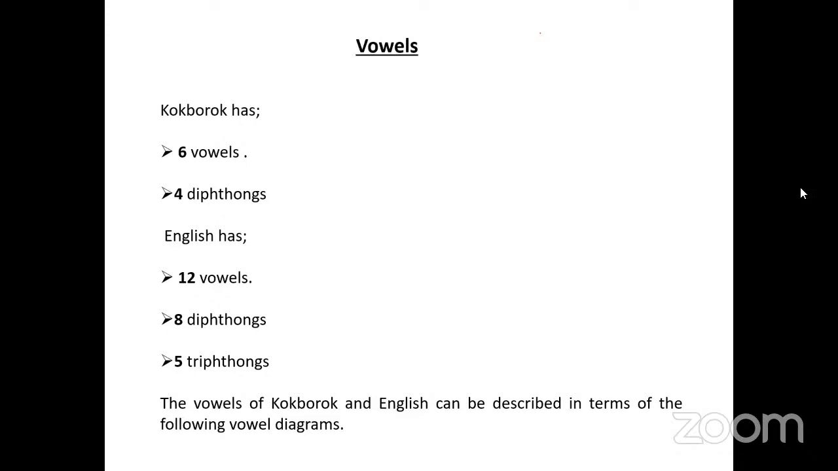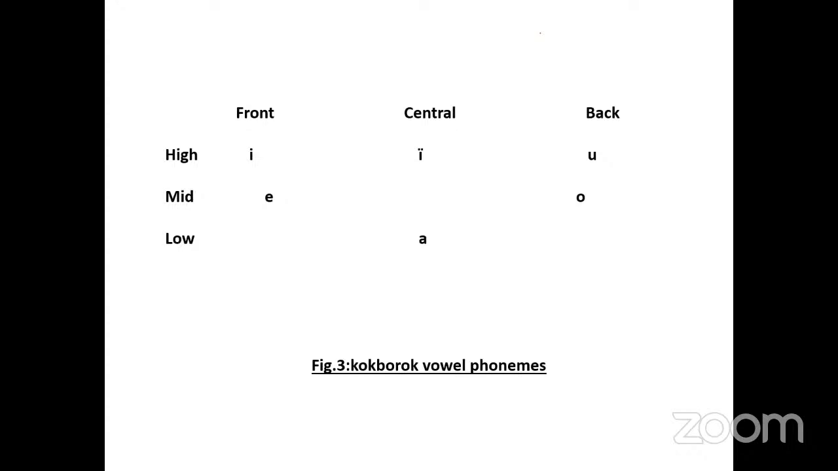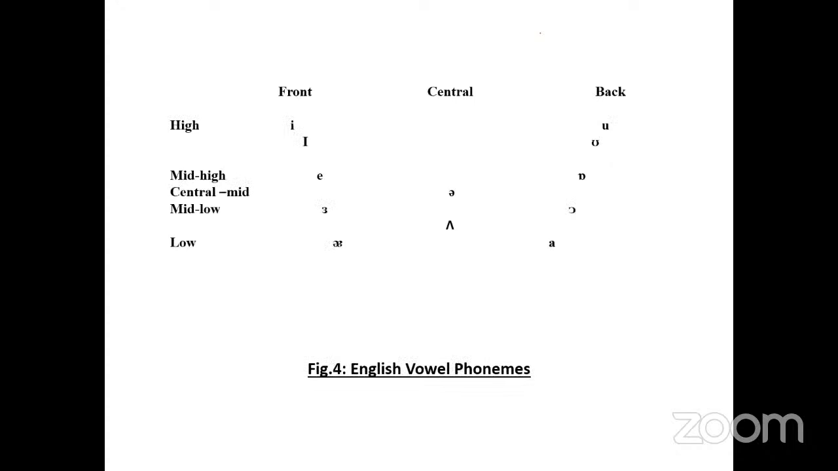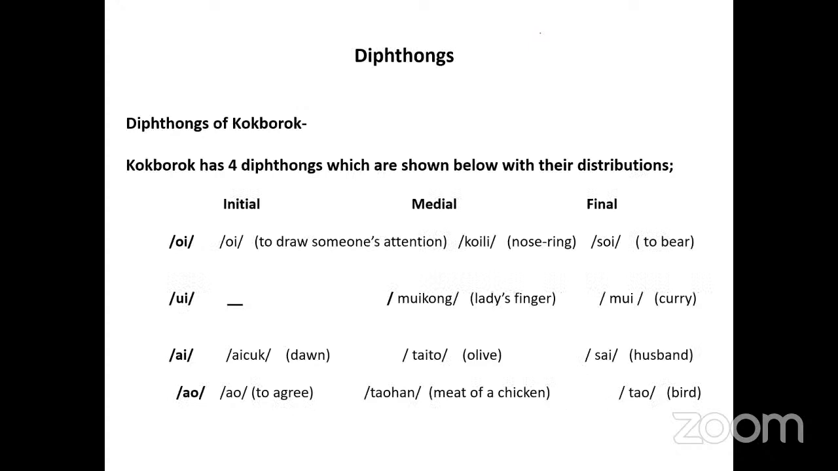Next slide. These are the Pauperok vowel phonemes. Pauperok has 2 front vowels, 2 back vowels, and 2 central vowels. Whereas English has 5 front vowels, 5 back vowels, and 2 central vowels. These are the short vowels.